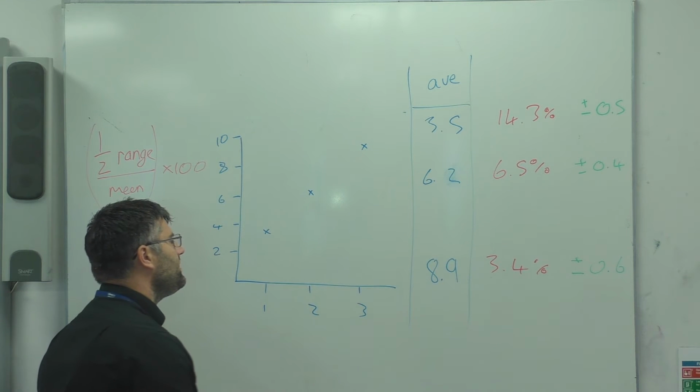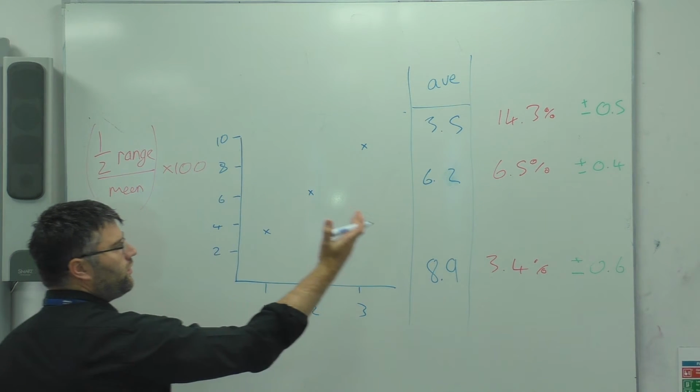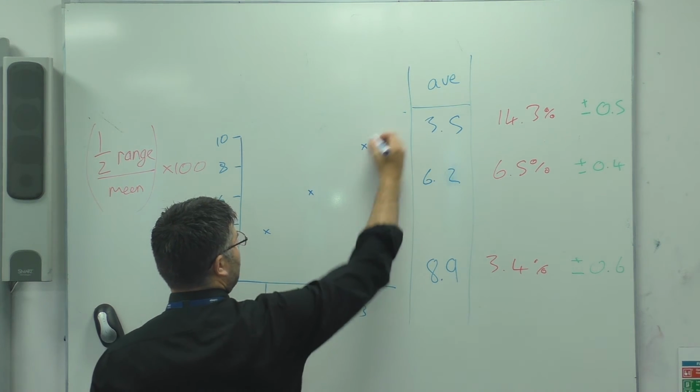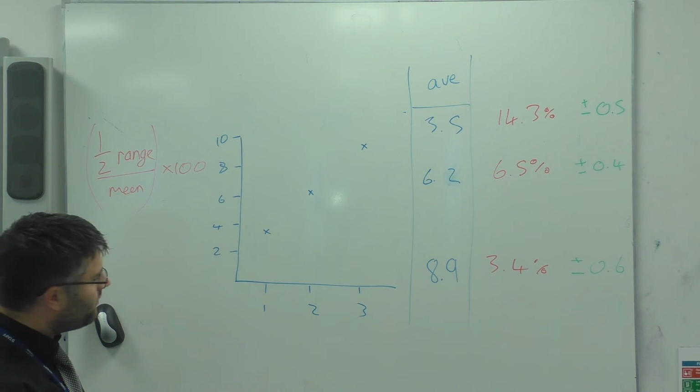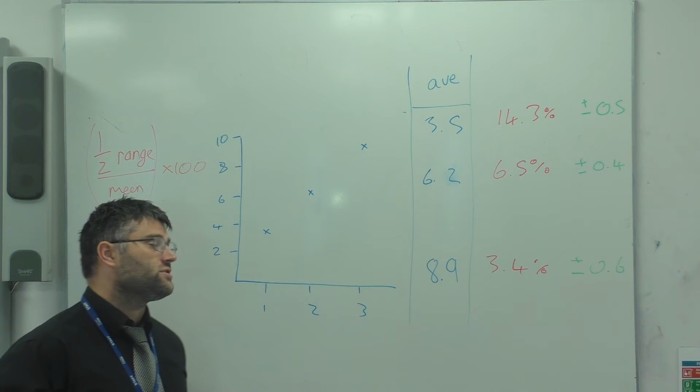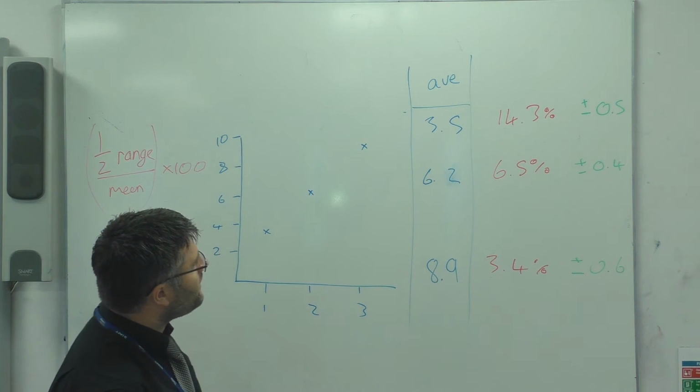So what we end up with here is a nice straight line. Now you would probably normally at GCSE draw a straight line through those. You might draw it from the origin. This doesn't look like it's going to go through the origin, so I won't do that.